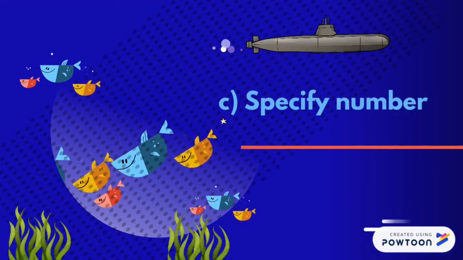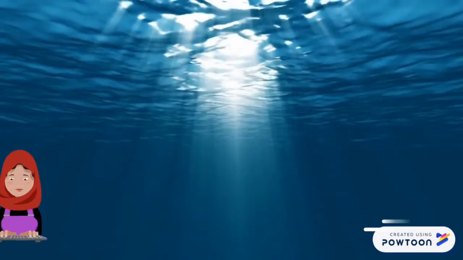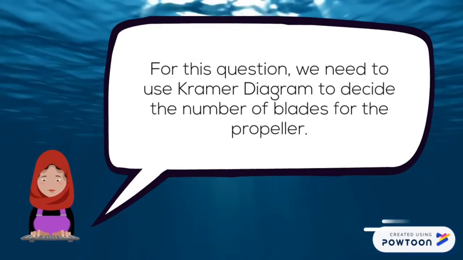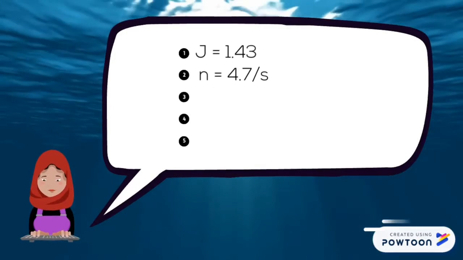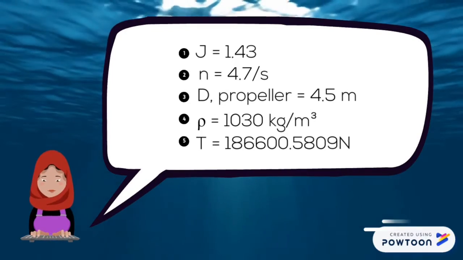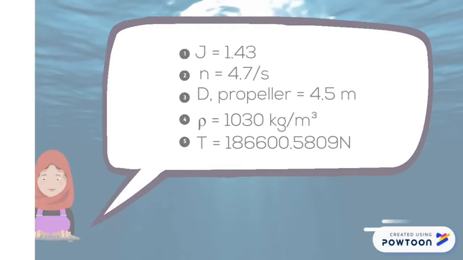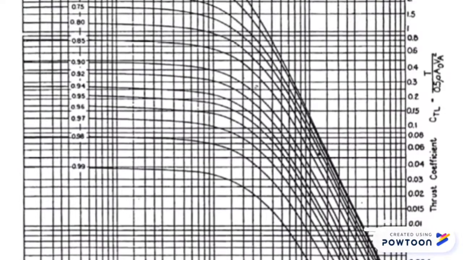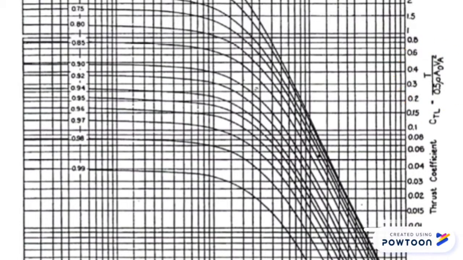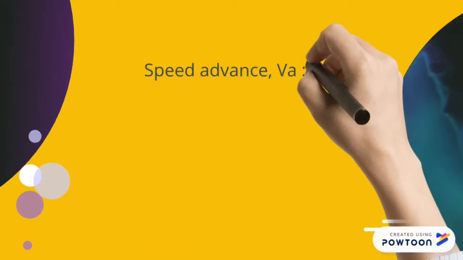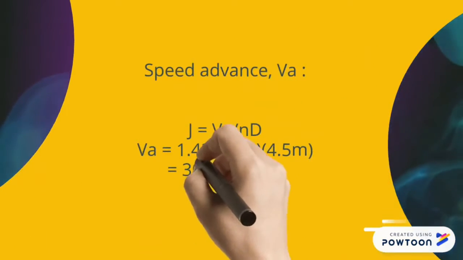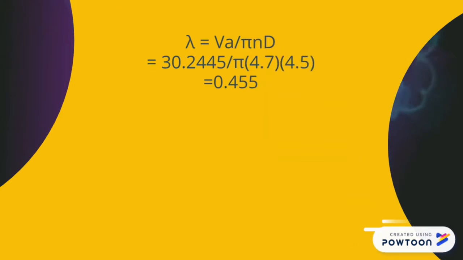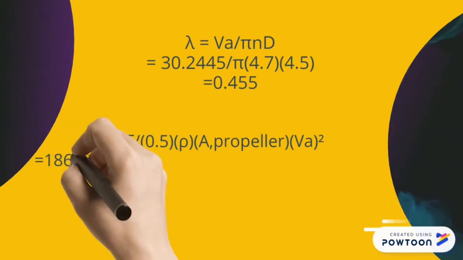Question C asks us to specify the number of blades. For this question, we need to refer to the Kramer diagram to decide the number of blades for the propeller. In order to use the Kramer diagram, we need to recall these 5 values from the previous question. First, we need to find lambda by using this formula. Next, we need to use this formula to find the thrust coefficient. To find lambda, we need to calculate the advance speed first, then put the value in lambda's formula. From the calculation, we got lambda equals 0.455 and thrust coefficient equals 0.025.